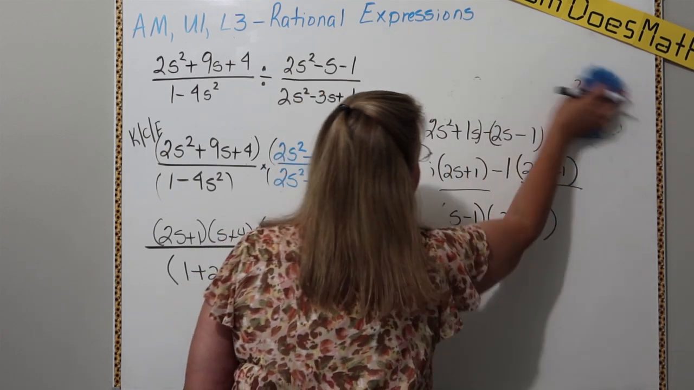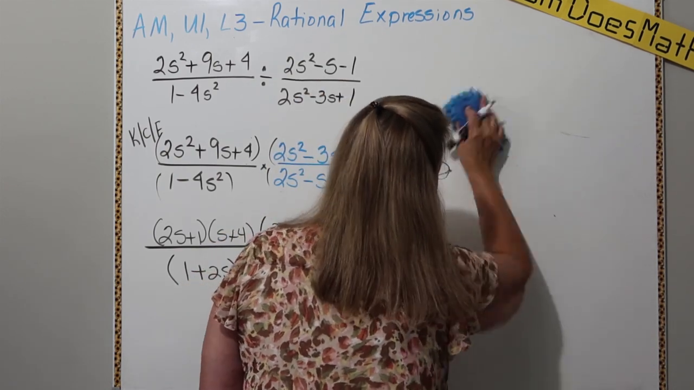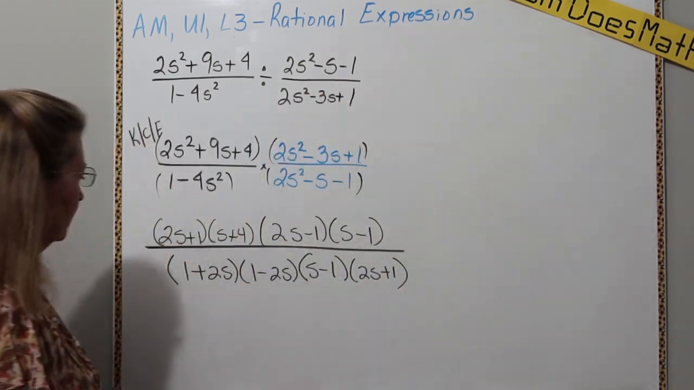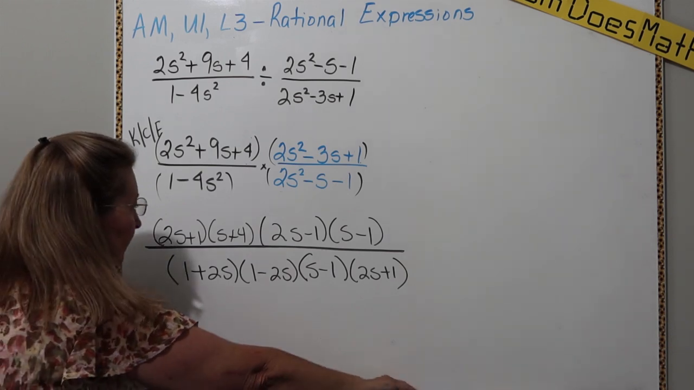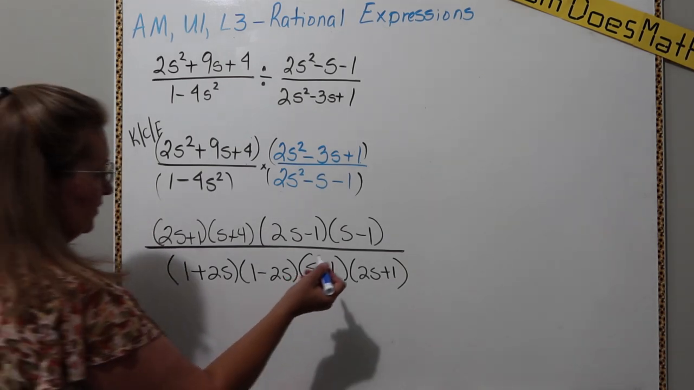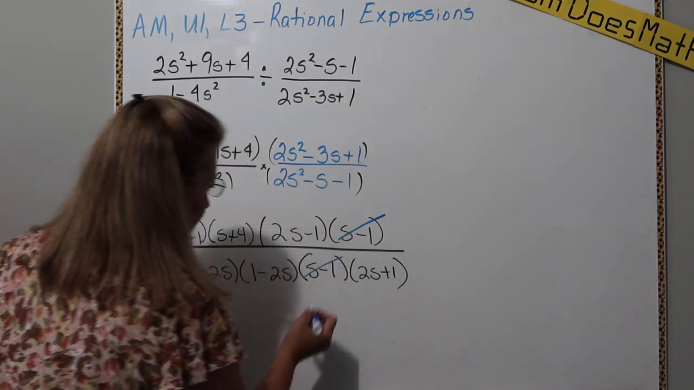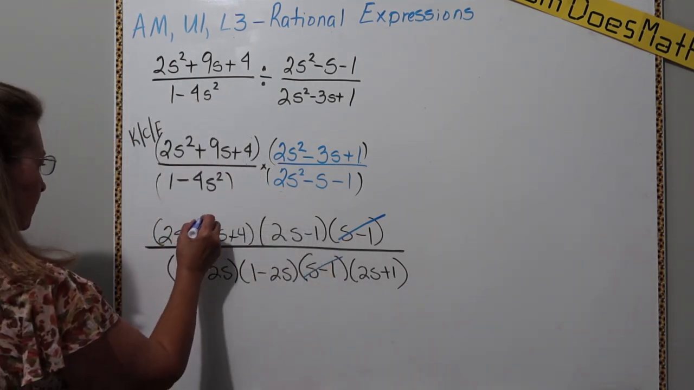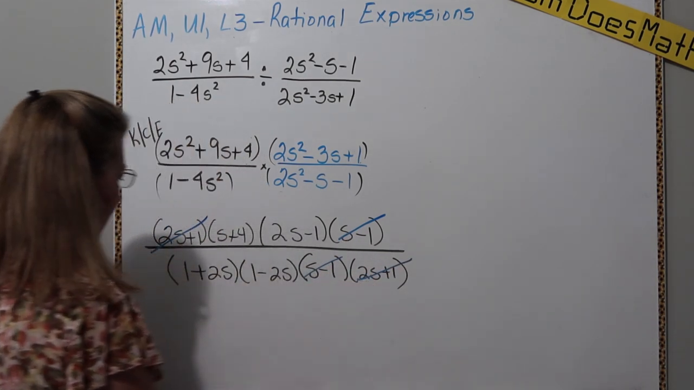And let's erase this so we can see what we have over here. Alright, let me get a different color so we can see what we're marking off here. The s minus 1's right here cancel. 2s plus 1's cancel.